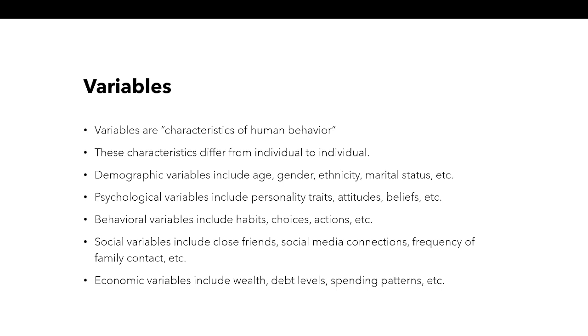These lists associated with each of these different categories, so age, gender, ethnicity, personality traits, attitudes, beliefs, etc., are not intended to be exhaustive. These are not all the things that are included in demographic variables. These are not all the things included in psychological variables. I just wanted to give you an idea of the types of information that can be included in each of these areas.